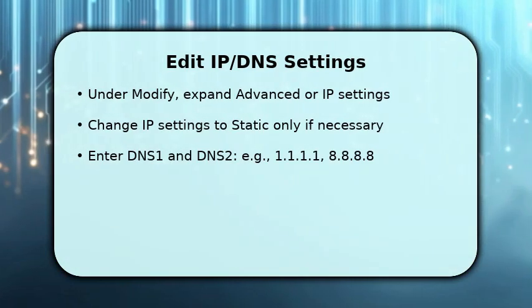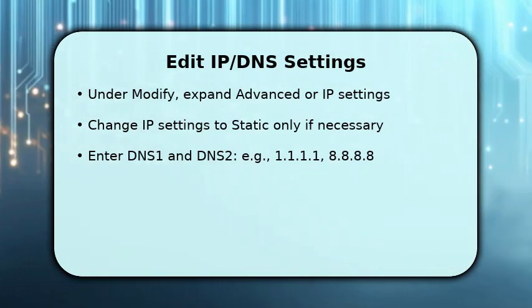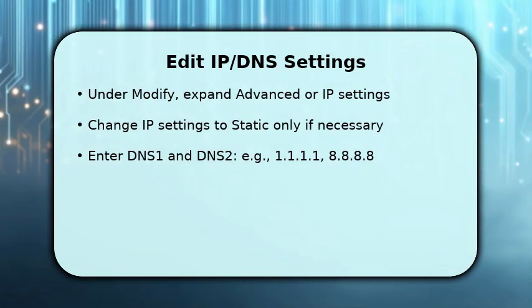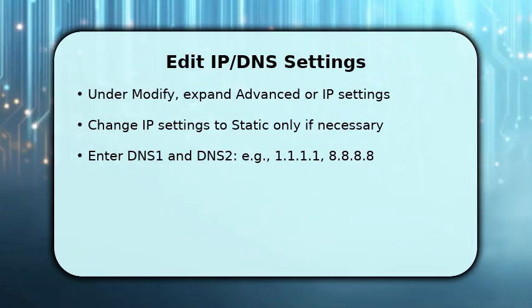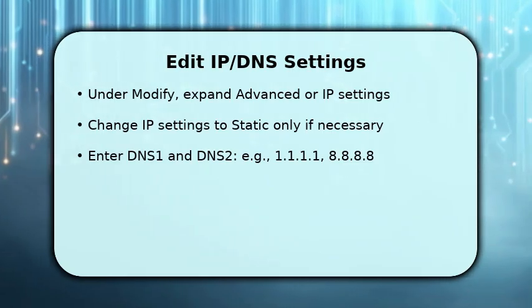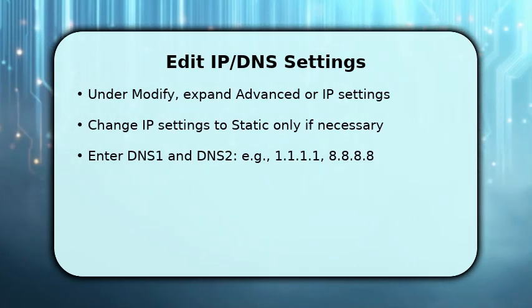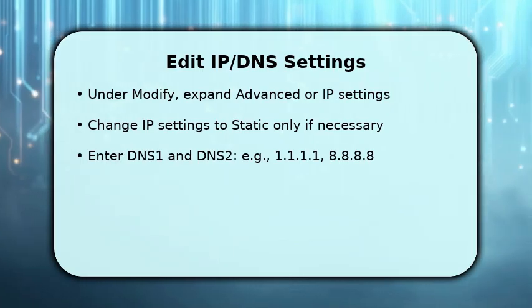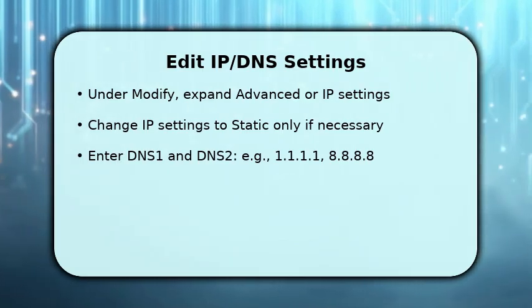Now you'll focus on the actual DNS fields. Tap Advanced or IP Settings to reveal options. If the phone shows DHCP by default, you can usually enter custom DNS without switching to static. However, some Honor models require setting IP settings to static. Keep the same IP values if you do that.